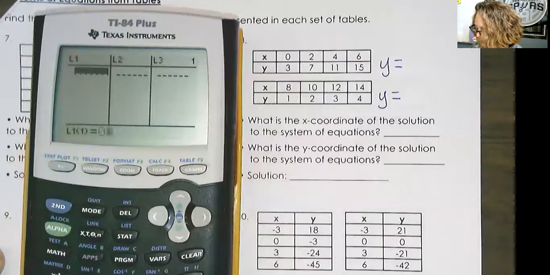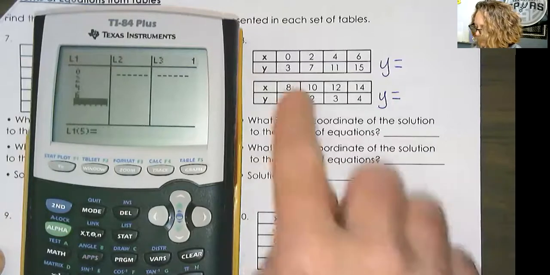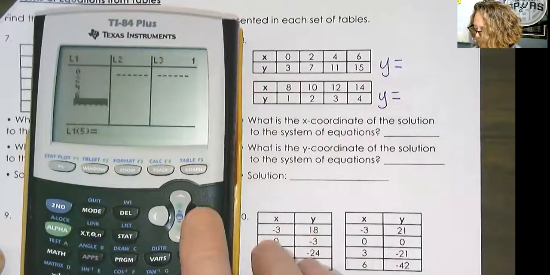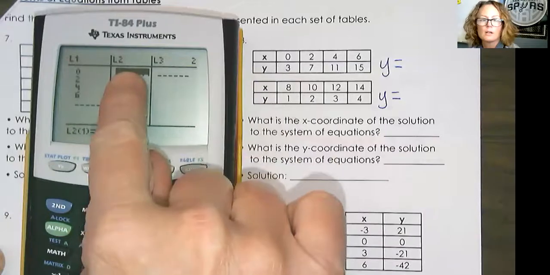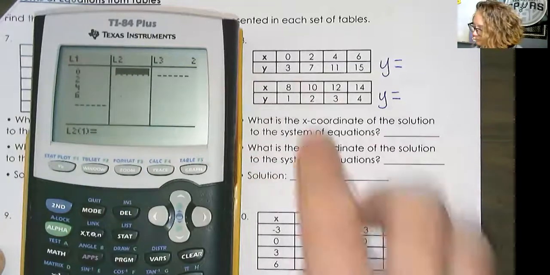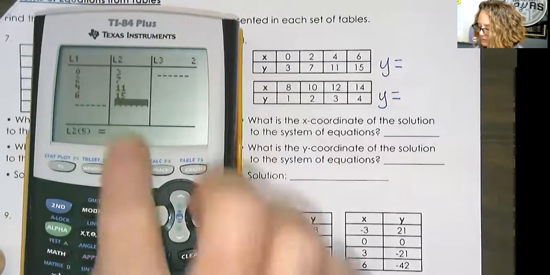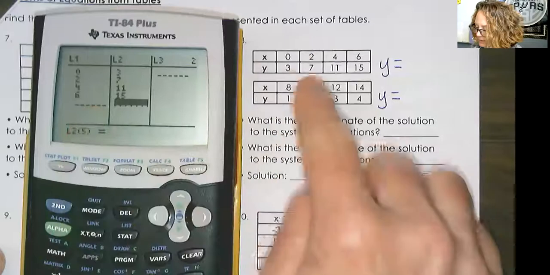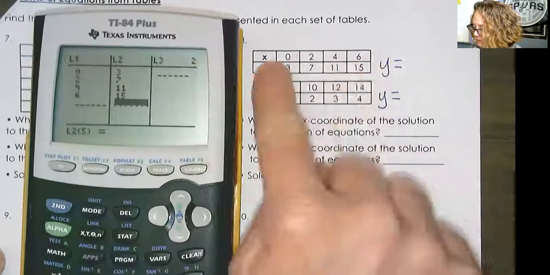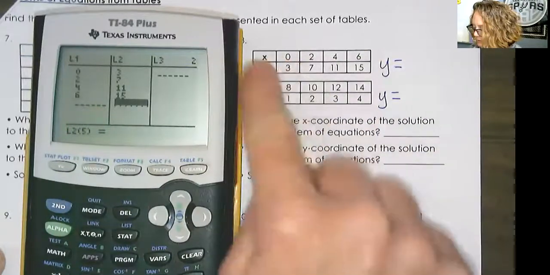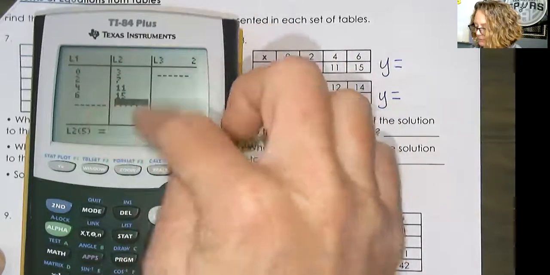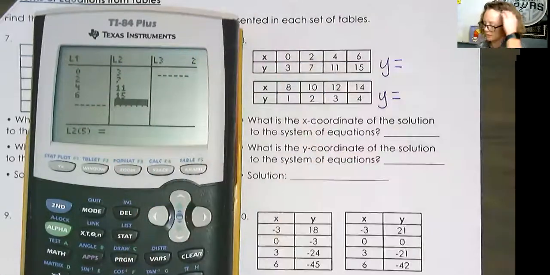So I'm going to hit 0, and then I'm going to hit the enter key, 2, enter, 4, enter, 6, enter. So I entered all the X values. I'm going to use my arrow keys to get back up to the top of the Y. I'm going to start putting them in: 3, enter, 7, enter, 11, enter, 15, enter. So once I have these in, be careful because these tables are written side by side, or left to right, and these are going up and down. So make sure you get the numbers in correctly.